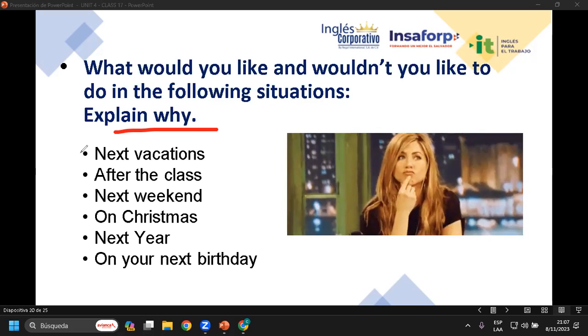For example, on your next vacations. Primero, vamos a decir una oración en affirmative. A ver, ¿qué les gustaría hacer in your next vacation? Vamos a ver. I would like to go to the beach. Next. To go to the beach. Which one? Tunca Beach, Costa del Sol Beach, El Cuco. Costa del Sol, okay.